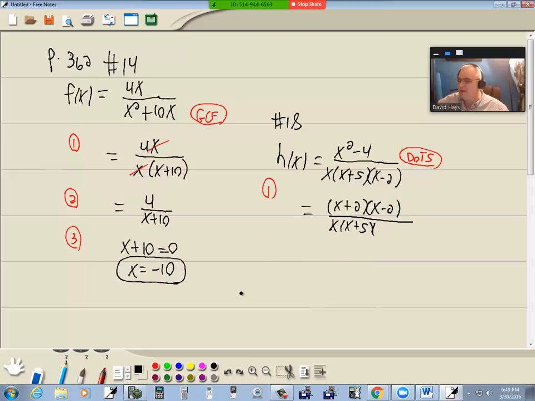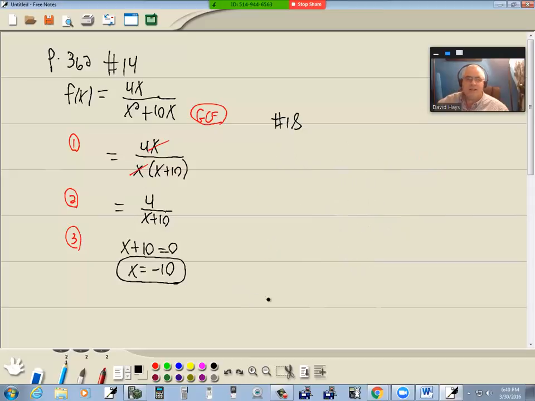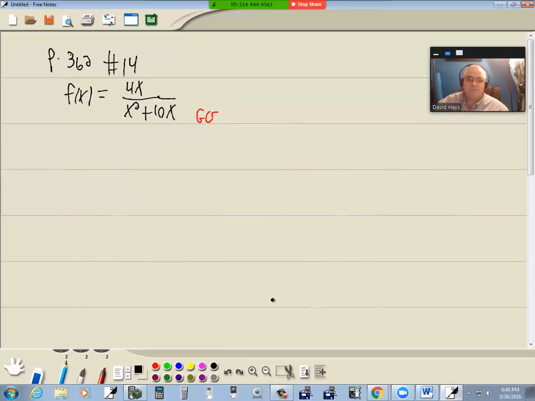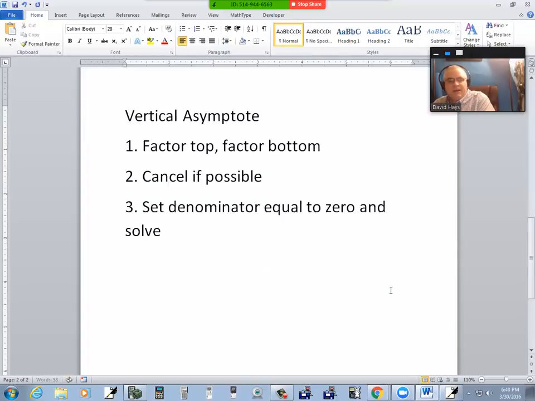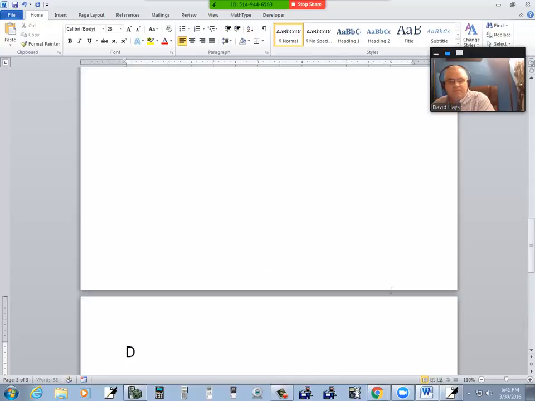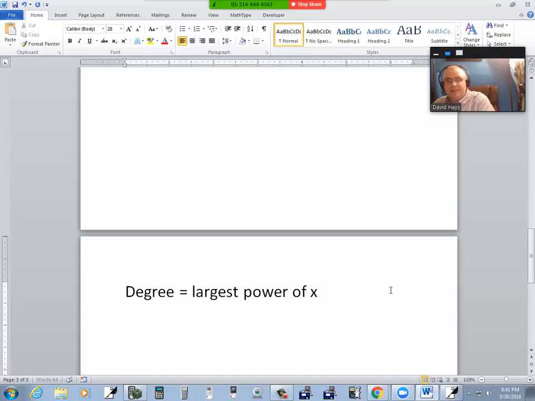Now let's talk about horizontal asymptotes. I've been referring to the top of the fraction, the numerator, as top, and the bottom of the fraction, the denominator, as bottom. So keep that in mind. Now degree, remember, is your largest power of x. There's a little bit more to that definition than that, but that's one that helps us the most in algebra.